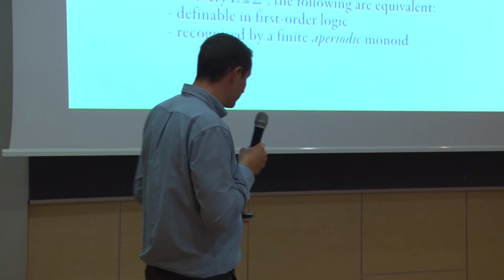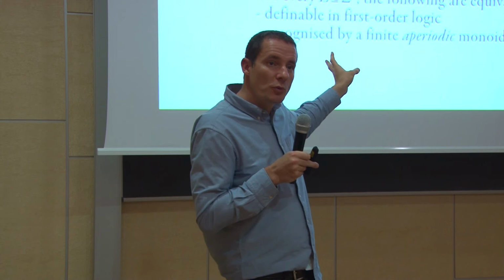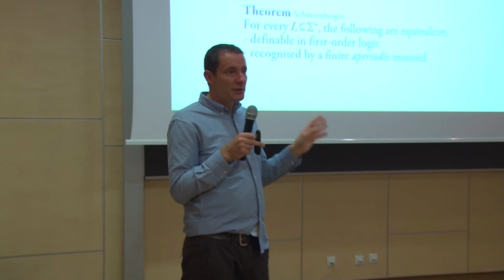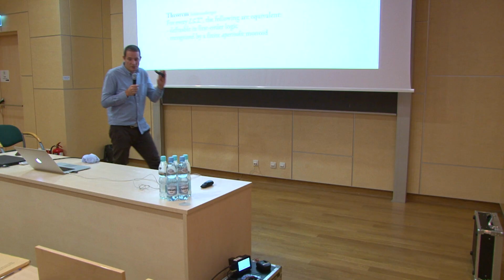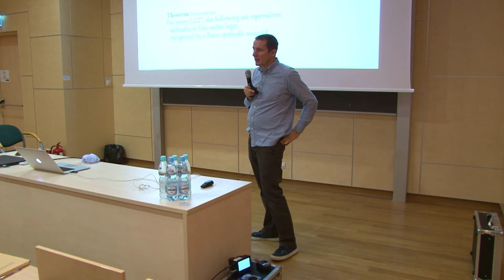So here's a story about monoids. You can have a look at Schützenberger's original proof, which is one of the optimal proofs of this theorem. There are several other optimal proofs, but already Schützenberger's original one is optimal in certain senses. It's very beautiful, but it uses algebra and some algebraic things. You might want to have a direct proof which just uses automata. And you can do that.